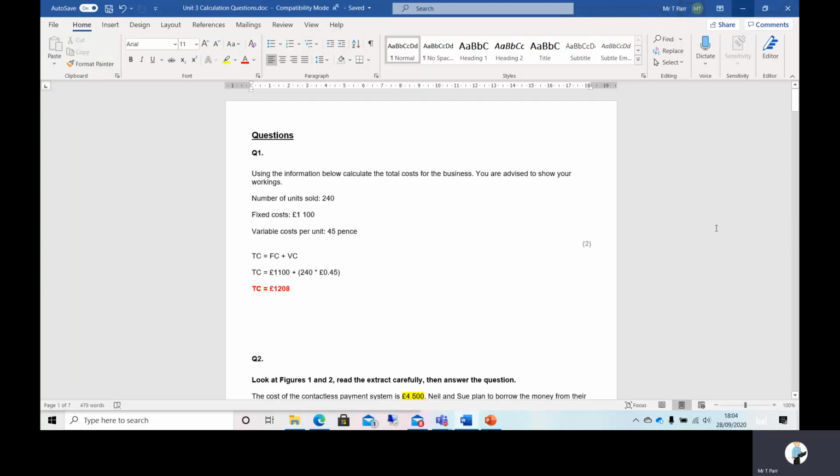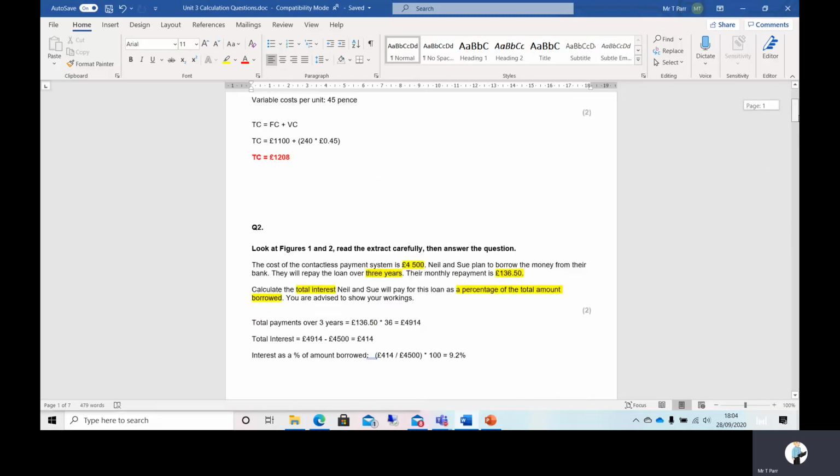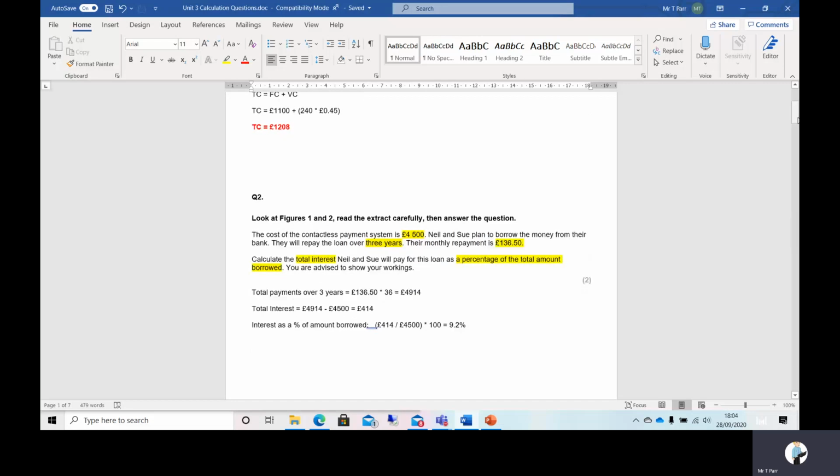So what we've done today, we've just recapped on basics such as revenue, costs and profit, and also interest. Interest is probably the most difficult, I'd say, when you work out the interest or percentage of something. So you take the first thing, divide it by the next one, times by 100.